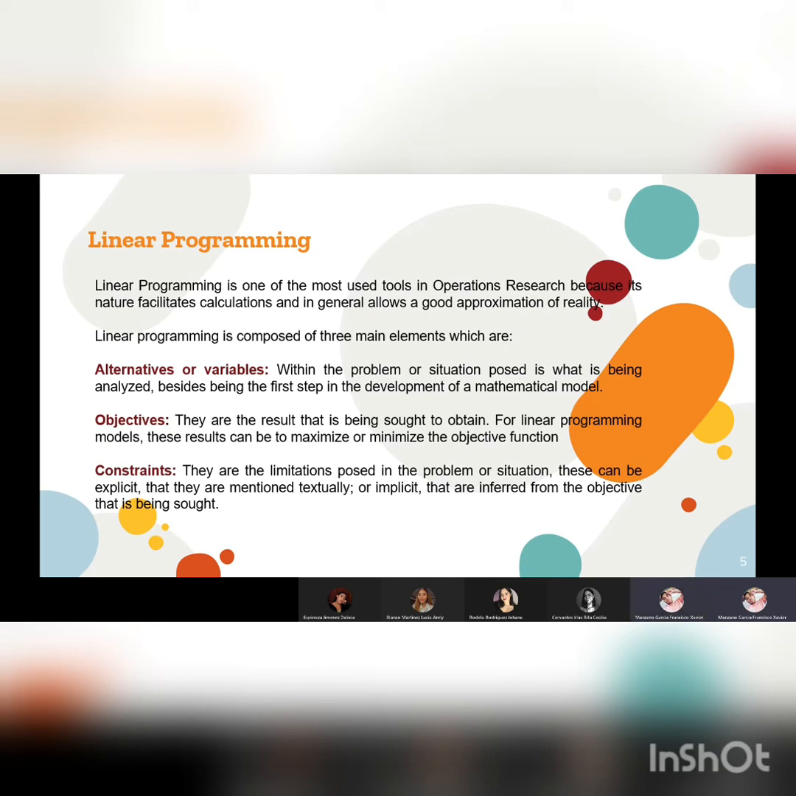Objectives, they are the result that is being sought to obtain. For linear programming models, this result can be to maximize or minimize the objective function. Constraints. They are the limits posed in the problem or situation. These can be explicit, that is, they are mentioned textually, or implicit, that are inferred from the objective that is being sought.